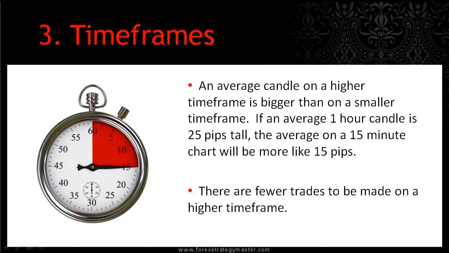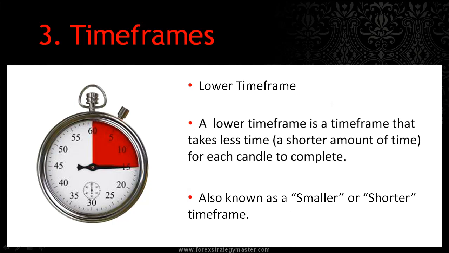An average candle on a higher time frame is bigger than on a smaller time frame. If an average 1 hour candle is 25 pips tall or 25 pips in length, the average on a 15-minute chart will be more like 15 pips. There are fewer trades to be made on a higher time frame because it takes longer to form each candle.